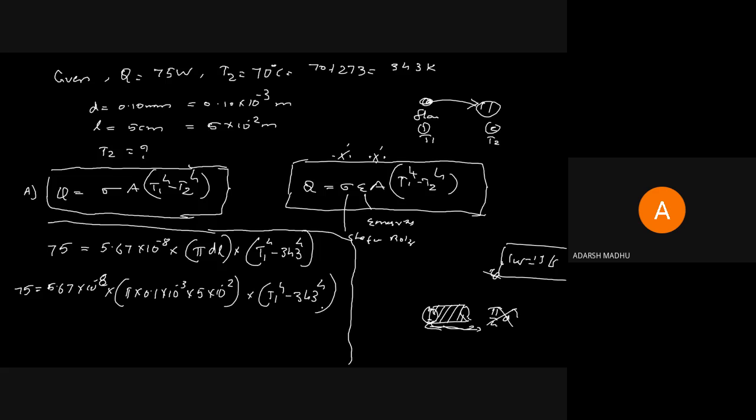And find out the value of T1, that is the filament temperature, the initial temperature. T1 is the temperature from where the radiation happens, where it starts. The radiation goes from the filament to the enclosure. So the filament temperature is taken as T1.